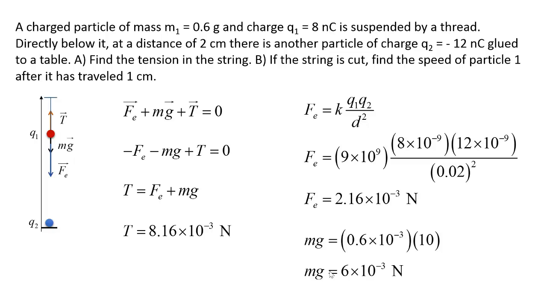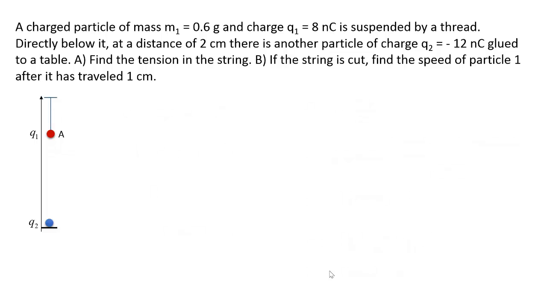Now for the second part of the problem, we need to find the speed of particle 1 after the string is cut and the particle has traveled 1 centimeter. So what we have here initially is the particle at position A when it is suspended by the string. When the string is cut, the tension in the string disappears and the particle starts moving towards particle 2, which is glued on the table. It moves under the action of the electric force and the force of gravity. After it travels 1 centimeter, so basically it's halfway between the initial point and the final point, we need to find the speed. So let's consider that point to be point B.